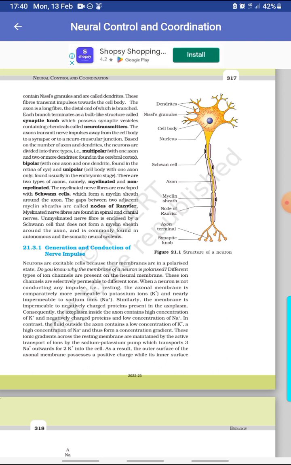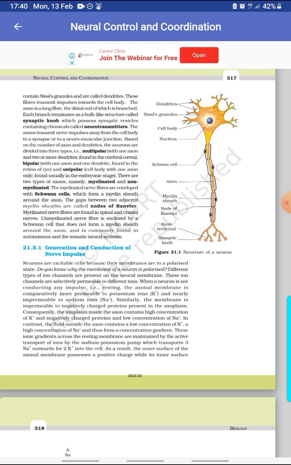When a neuron is not conducting any impulse, that is resting, the axonal membrane is comparatively more permeable to potassium ions and nearly impermeable to sodium ions. Similarly, the membrane is impermeable to negatively charged proteins present in the axoplasm.